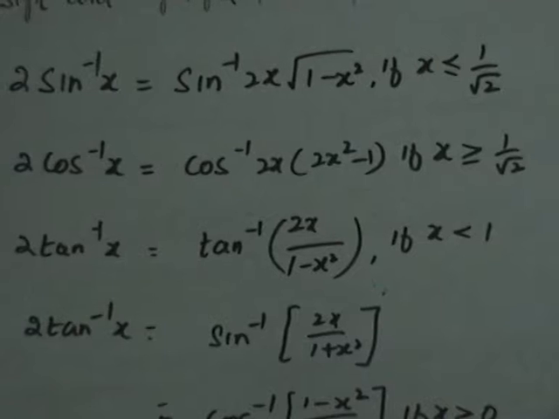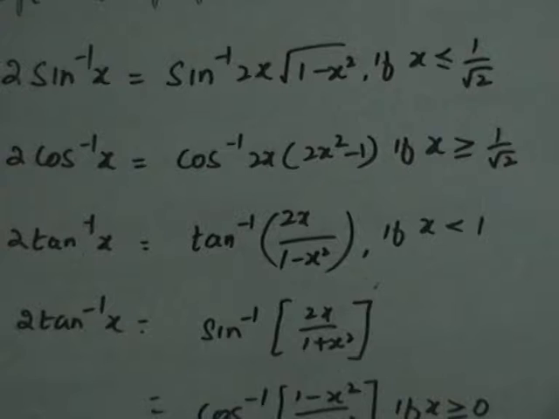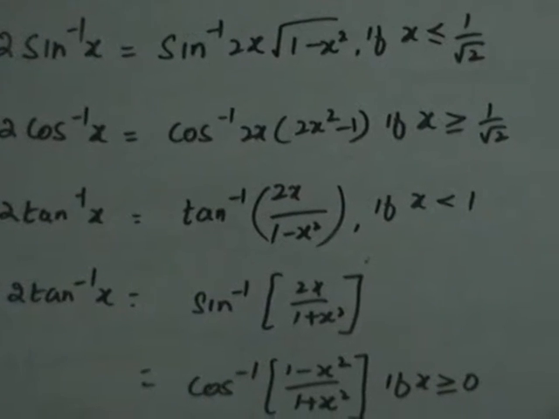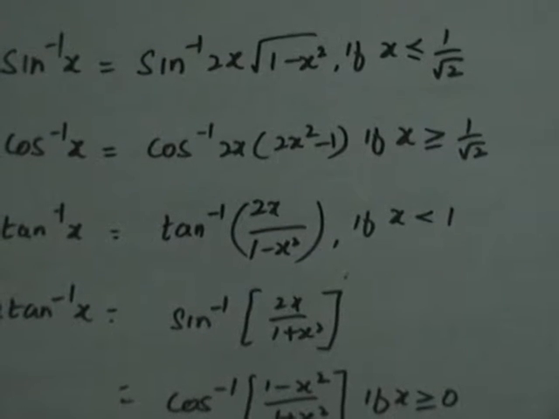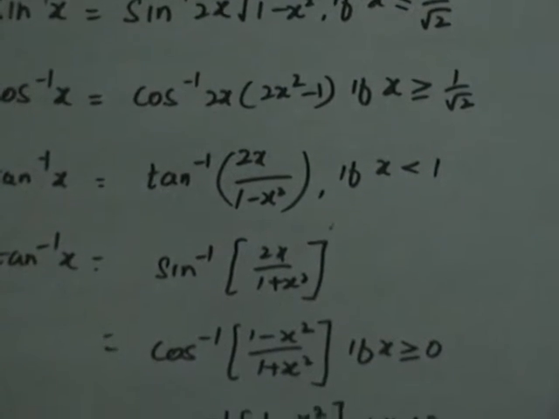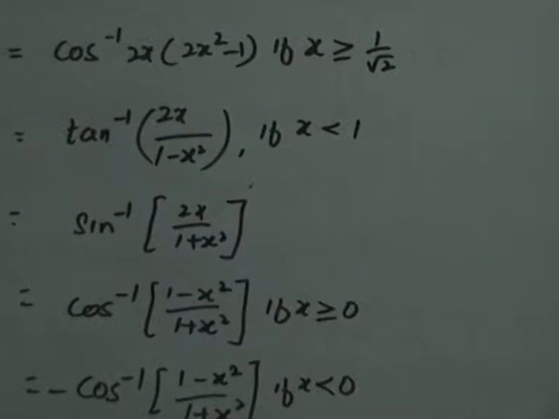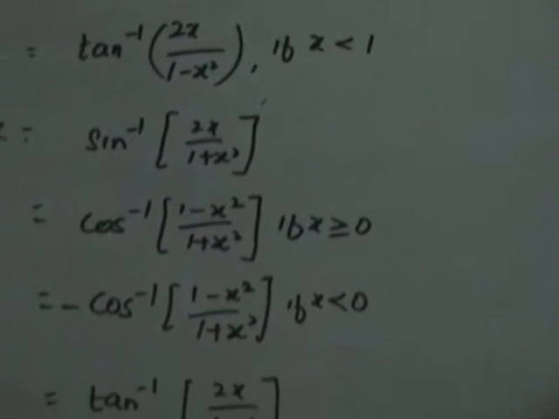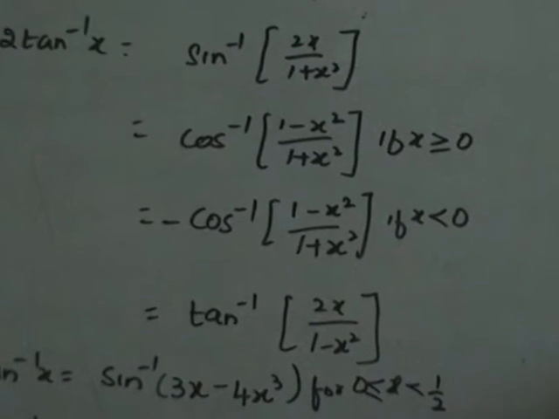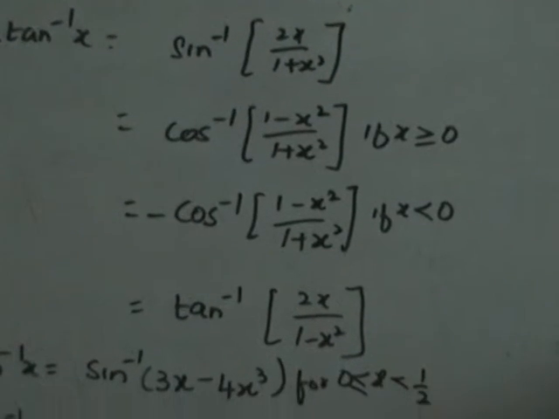2 tan inverse x is equal to tan inverse of 2x by 1 minus x square, if x is less than 1. 2 tan inverse x can also be written as sin inverse of 2x by 1 plus x square, or cos inverse of (1 minus x square) by (1 plus x square) if x is greater than or equal to 0, and minus cos inverse of (1 minus x square) by (1 plus x square) if x is less than 0, and tan inverse of 2x by 1 minus x square.